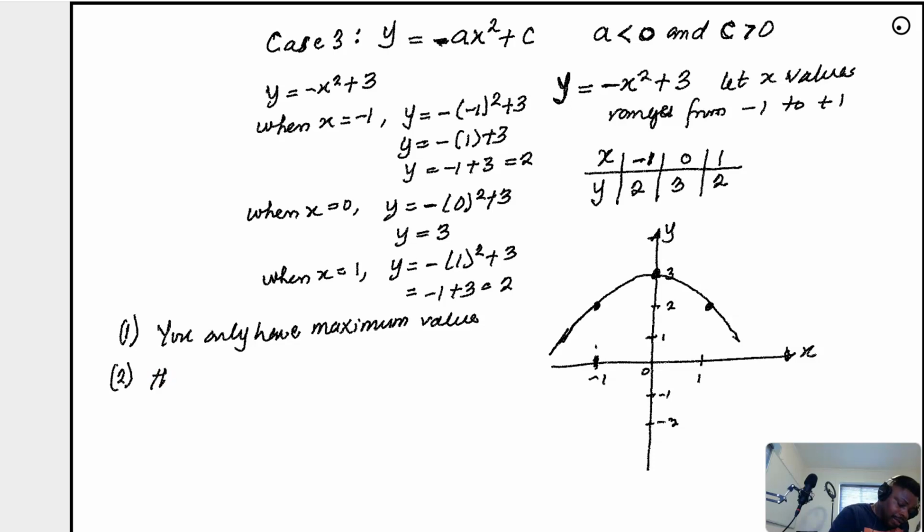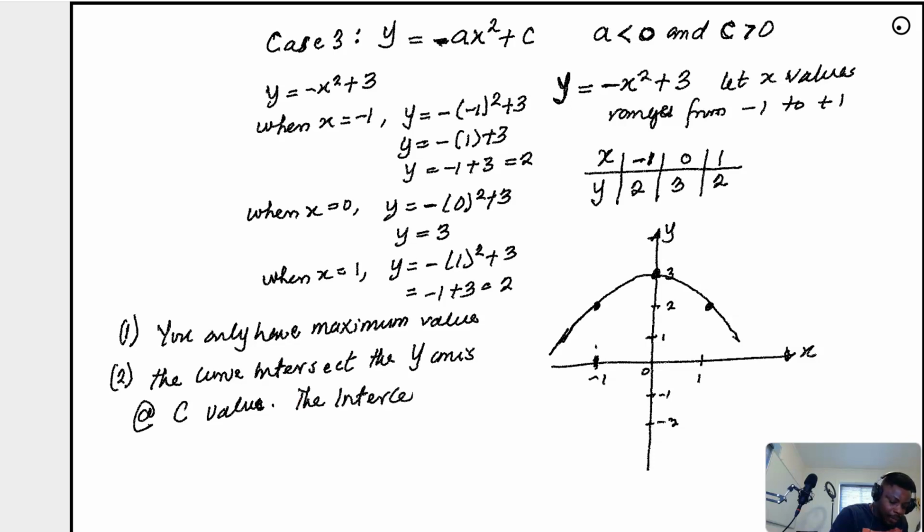Okay? Here, what do you see? You see that the curve intersects the y-axis at C value, or you can say the intercept of the curve is at C value, and our C value is +3, so the intercept is at +3.